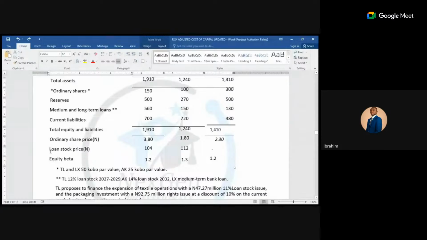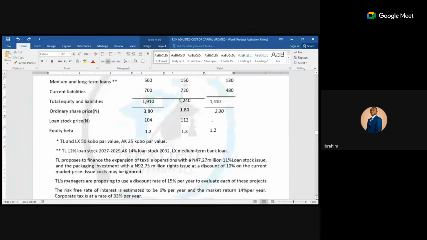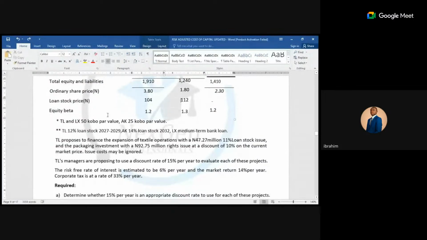This is the loan stock. This is the ordinary share price per share: 3 naira 80 kobo per share, 1 naira 80 kobo per share, 2 naira 30 kobo per share. Loan stock price. You can see the loan stock price, right? Per bond, or per loan note. You can see the equity beta is 1.2, which is greater than 1.